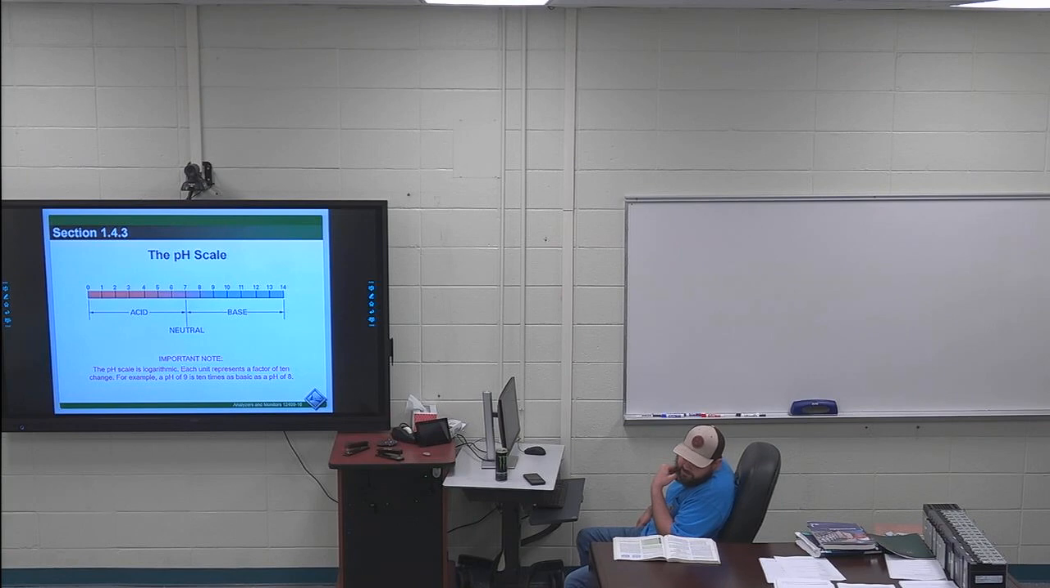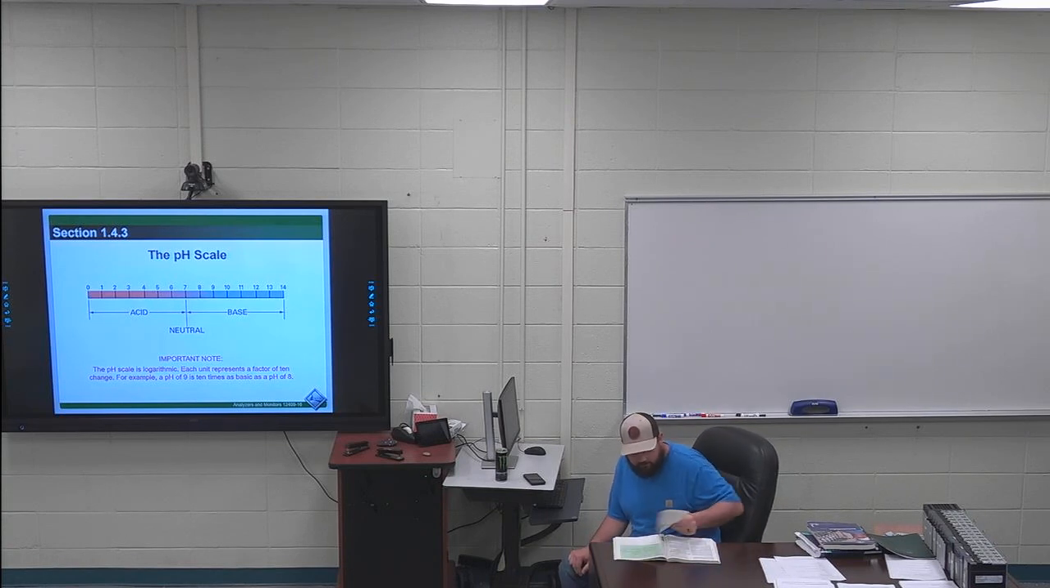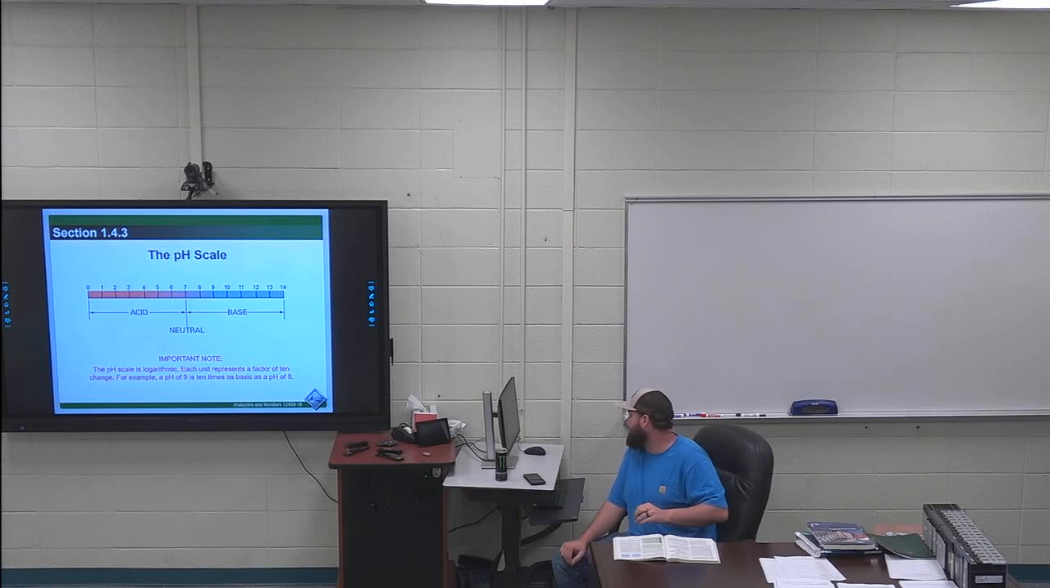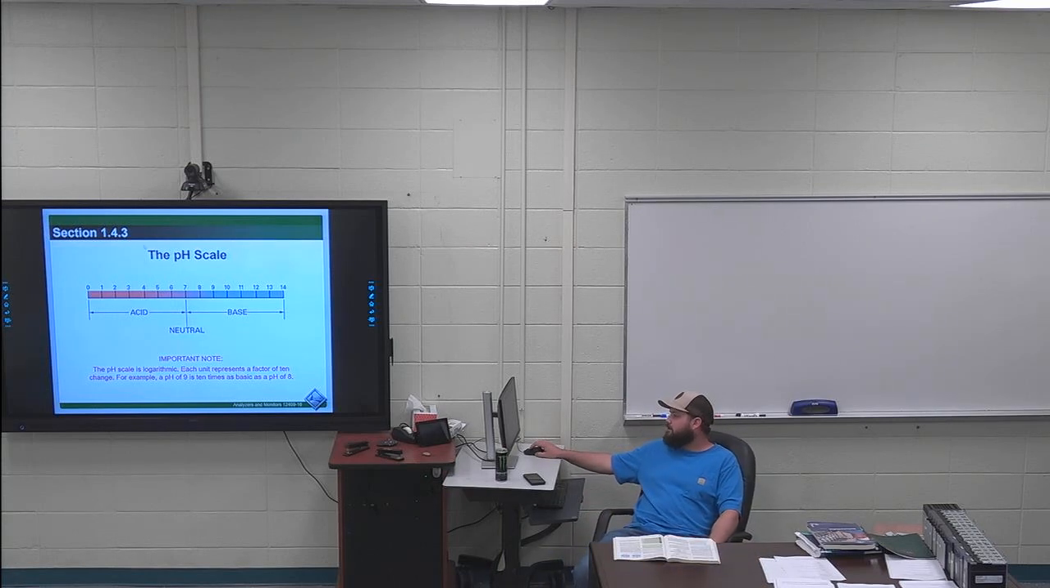Second paragraph, first sentence is highlighted. The pH scale typically ranges from 0 to 14. I don't have any of the other stuff for that highlighted, but you need to know. So 7 is neutral. Anything below 7 is acidic. Above 7 is basic or alkaline.